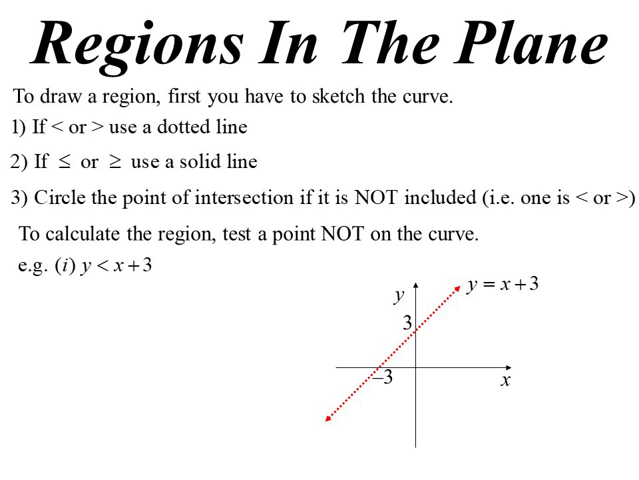So we pick a point, but we make life easy for ourselves. So if we can include 0, we will. 0, 0, beautiful. We can do it with this one. It's not on the line. So if I substitute in 0, 0, is 0 less than 3? Well, yes it is. Therefore, we're on the right-hand side of this boundary. So that's the area we shade in.